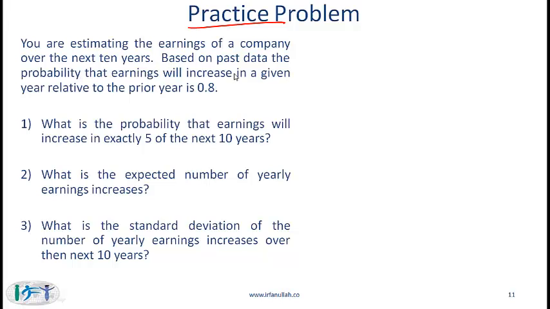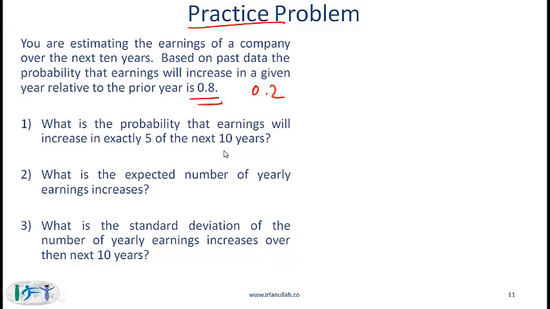Based on past data, the probability that earnings will increase in a given year relative to the prior year is 0.8, which means that the probability of this not happening, or the probability of failure, is 0.2. What is the probability that the earnings will increase in exactly 5 of the next 10 years?